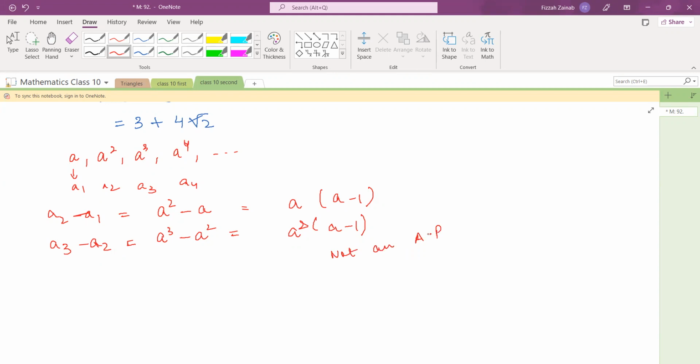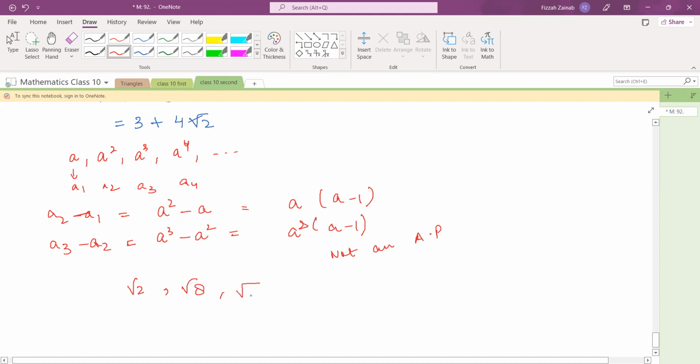So I suppose you will complete all the parts now. 12th one, can you try? Under root 2, under root 8. Quickly, this under root 2. Do it roughly, then later on you can write it properly in your copy.